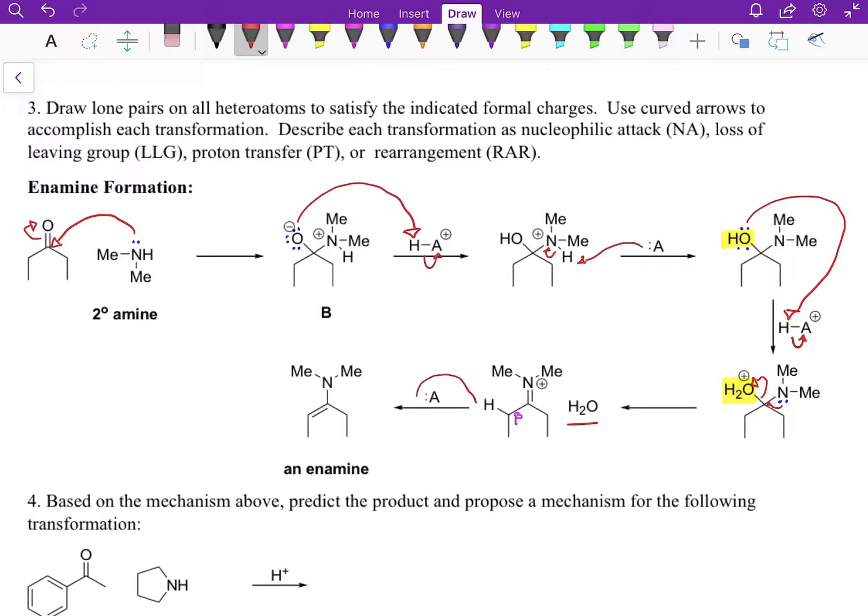So it's going to get this hydrogen, which is going to then come right here, causing a double bond, but since it breaks the octet rule, those electrons will go up to the nitrogen, which will neutralize the nitrogen, giving you an enamine right here.